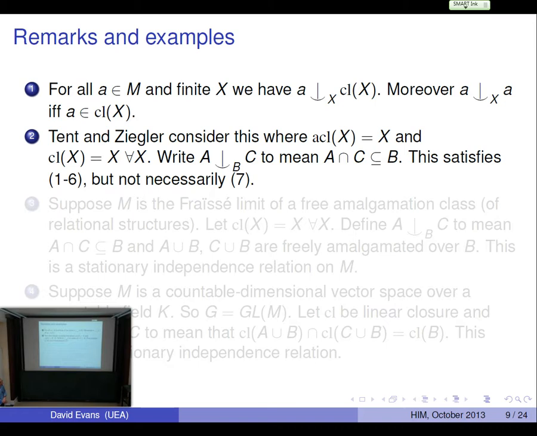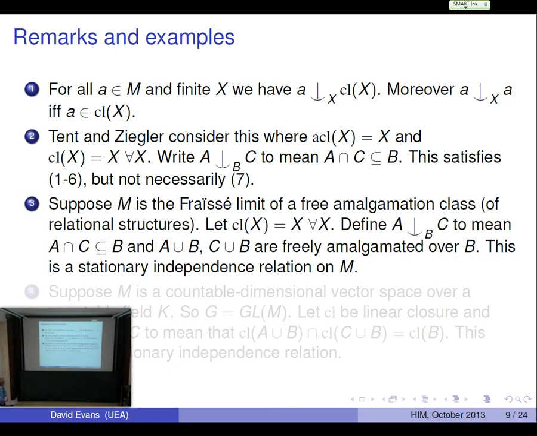So you might imagine trying to find an example of such a thing. You might write down, well, this is the one I mentioned a couple of slides ago: take A independent from C over B to mean A intersect B is contained in B. Then that will satisfy 1 up to 6, but not necessarily the stationarity. So a better example is given by the free amalgamation example.